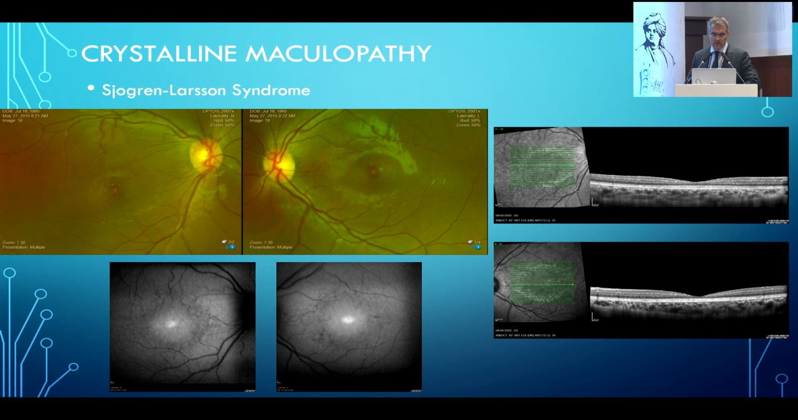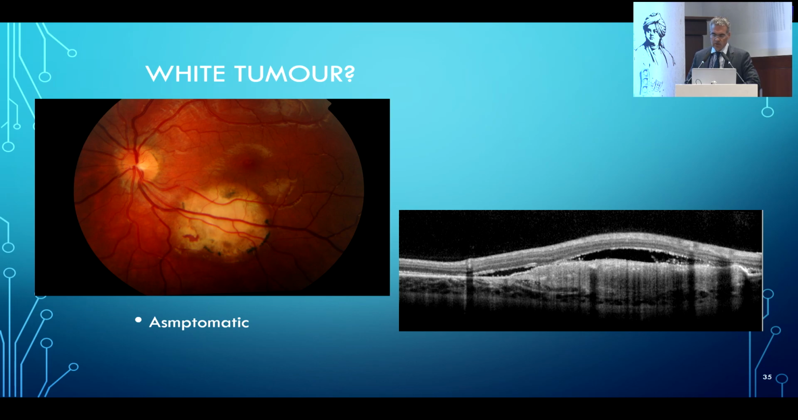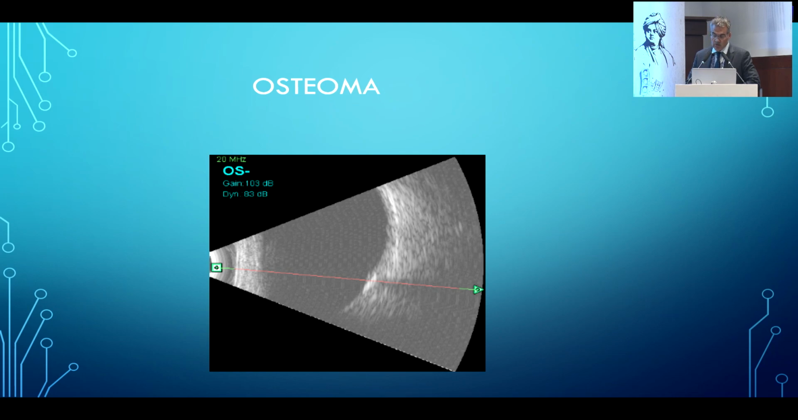And another case, this is Sjogren-Larsen syndrome with a crystalline maculopathy. And these crystalline deposits show up very well on OCT, while the autofluorescence shows a much more generalized pathology. And this white choroidal tumor with subretinal fluid, you can see it's in the choroid, it's associated with subretinal fluid, but it's white. When you do multimodal imaging and you look at the ultrasound, it's obviously very hyperechoic with an acoustic shadow, and quite clearly it's an osteoma.